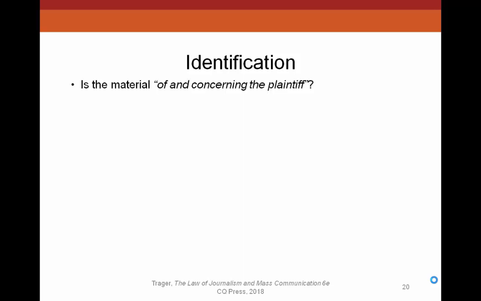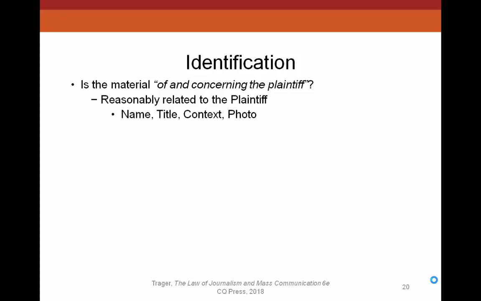You ask the question, is the material of and concerning the plaintiff? Can you identify the plaintiff, or is this plaintiff identified in the statement or identifiable? It may be where it's identifying the person, so reasonably related to that plaintiff, giving their name or title, or within the context, you're able to identify the person. Or maybe there's a statement that's general, but there's some visual that's included, like a photograph, that allows you to make that connection.